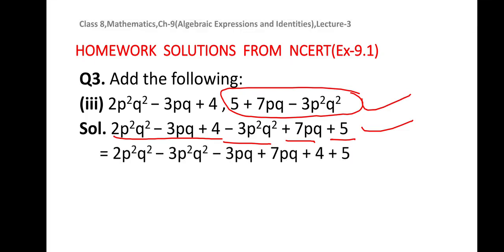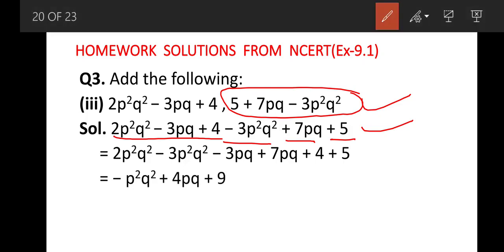So I have solved the like terms and I will be getting the answer as 2 minus p square q square plus 4pq plus 9. Let us see the steps once again. These are the two expressions you need to add. I have written them like this. Simply I have put a plus sign, or I have written this minus 3p square q square first, then plus 7pq plus 5. Ideally it is to be written like this.